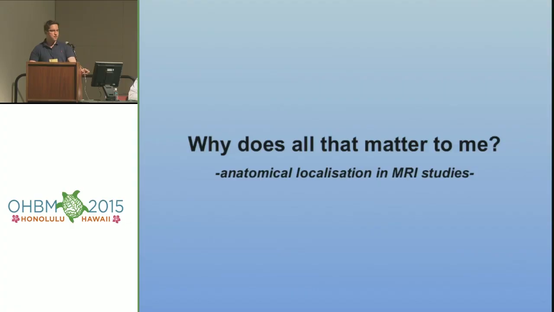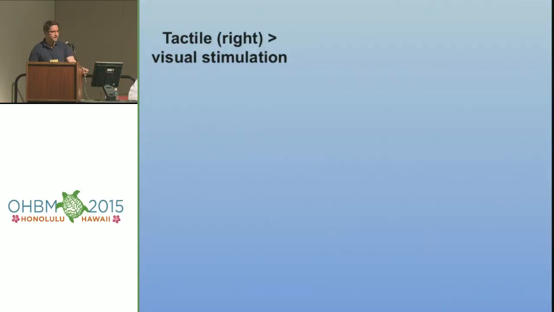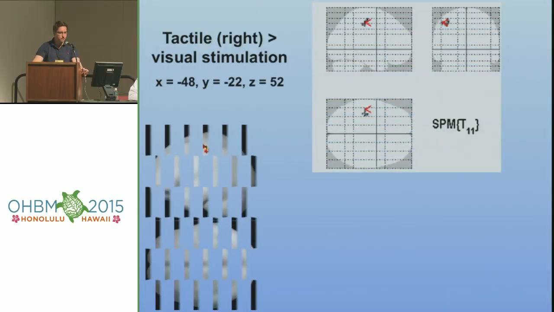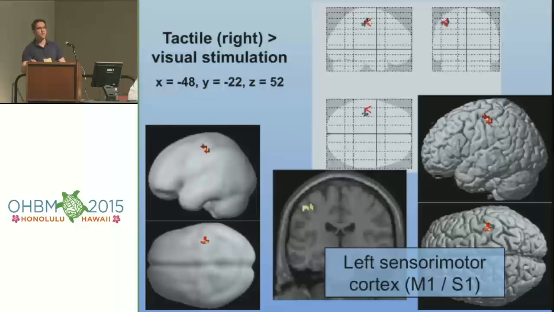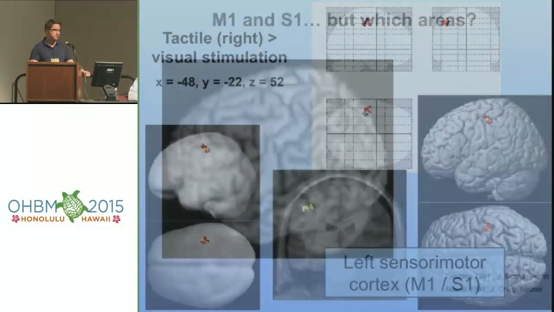And then the question obviously is, why does all of that matter to me? I'm doing functional imaging anyways. Now, the key thing here is that microstructural areas really constrain function. So this is a very old example, but a very simple one. It's a study on tactile versus visual stimulation, and we get this activation here on the left, roughly sensory motor cortex. And from a purely functional perspective, sensory motor cortex is perfectly fine. This is a more than adequate functional description.